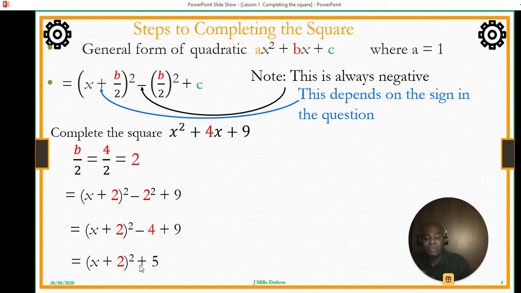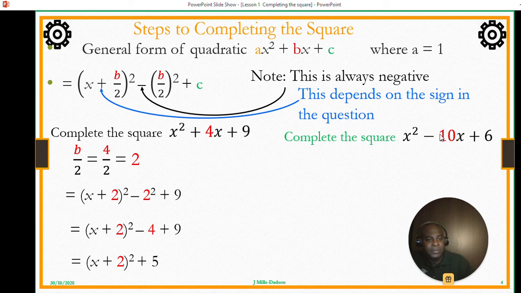If you're going to use diagrams, this is what it's going to look like. This is the dimension of our square, x plus 2 on both sides. That's why x plus 2 is all squared. Then plus 5 little squares to complete the square. Let's look at the second example.